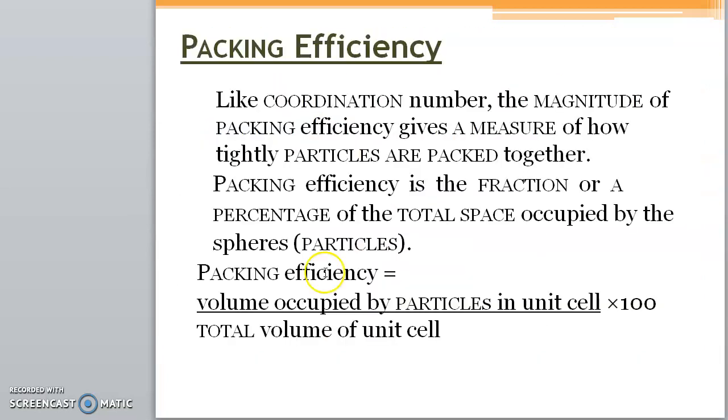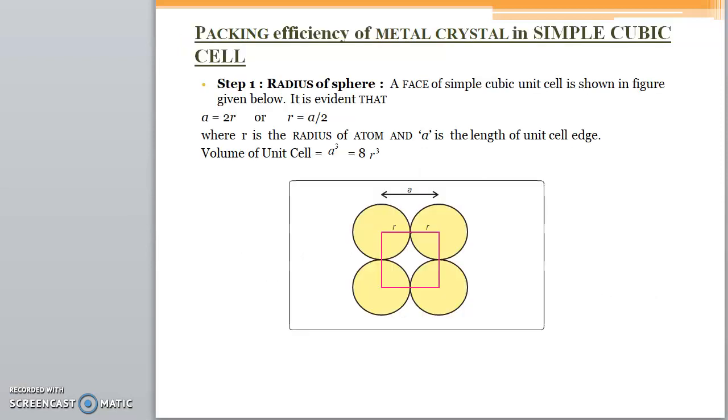The formula given to find packing efficiency is volume occupied by particles in the unit cell upon the total volume of the unit cell, into 100. That becomes the packing efficiency. Okay, so let's take a look at packing efficiency one by one. We'll begin with the simple cubic cell.